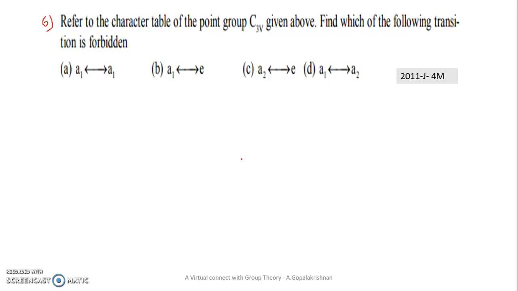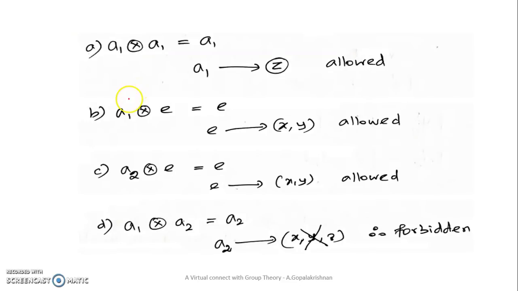Refer to the character table of the point group C3V. Right? Find which of the following transitions is forbidden. Okay. Yes. How to do this? Listen. A1 to A1 transition, A1 to E transition, A2 to E, A1 to A2. Right? Among these transitions, which is forbidden?